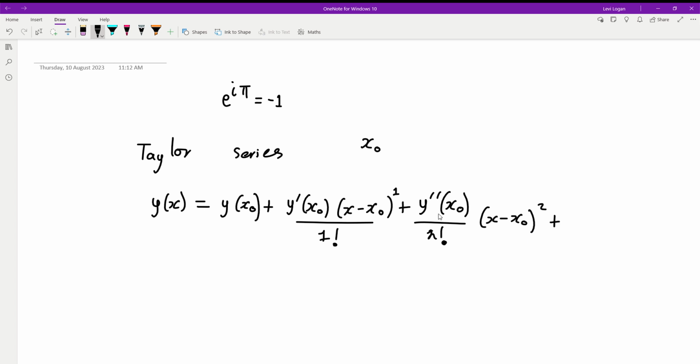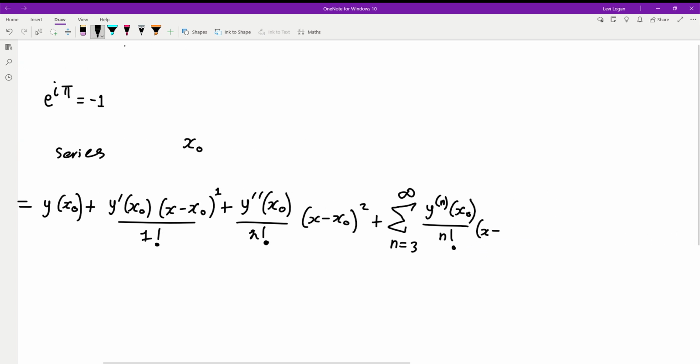So it's pretty much taking the derivatives, dividing by the respective factorial of the order, multiplying by x minus x sub 0 to that order as well. So in other words, to finish this off, it's the sum from n equals 0 to infinity of the nth derivative of y at x sub 0 all over n factorial multiplied by x minus x sub 0 to the n. So this is the general formula for a Taylor series.